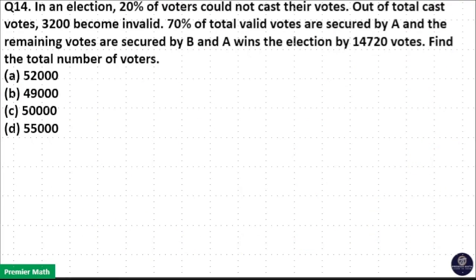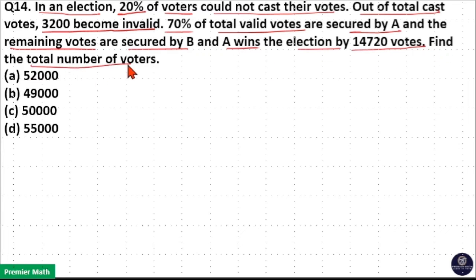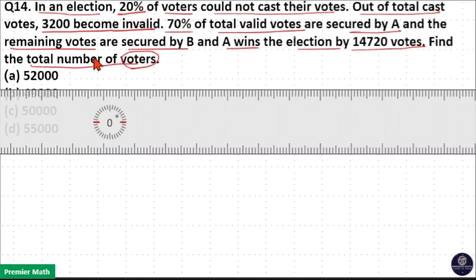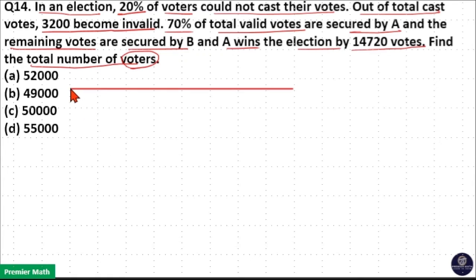This is more simple. In an election, 20% of the voters could not cast their vote. Out of total cast vote, 3,200 become invalid. 70% of the total valid votes are secured by A and the remaining votes are secured by B. A wins the election by 14,720 votes. Find the total number of voters. Here, let us consider total number of voters as 100%. Then, 20% of the voters could not cast their vote means 20% are no votes.